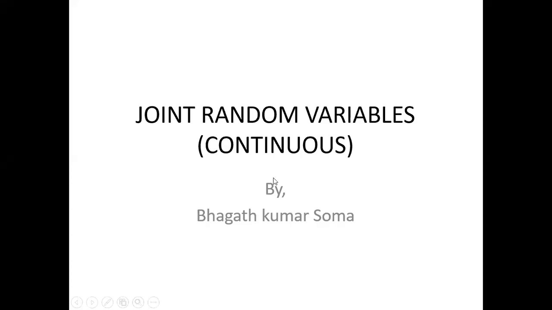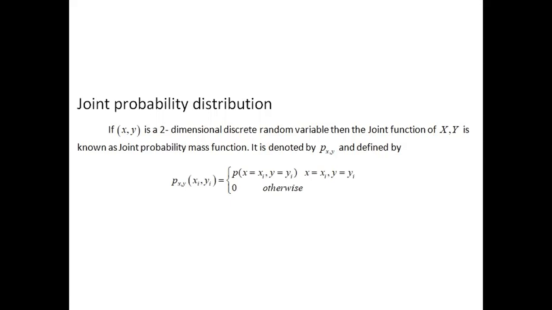Hi friends, in this video we'll discuss joint random variables when both random variables are continuous. If X and Y are two continuous random variables, that is, two-dimensional. If (X, Y) is a two-dimensional discrete random variable, then the joint function of X, Y is known as the joint probability mass function, denoted by p(x, y) and defined by p(xi, yi) equals P(X = xi and Y = yi) if X equals xi and Y equals yi, and 0 otherwise.